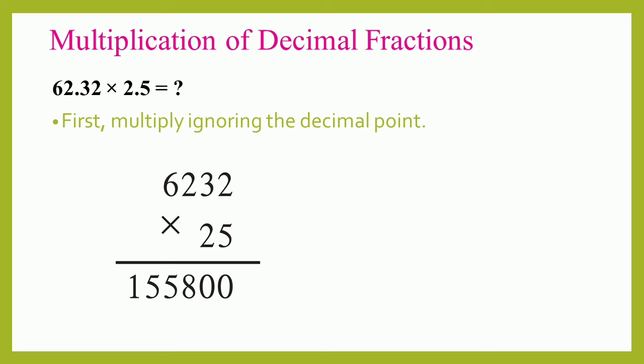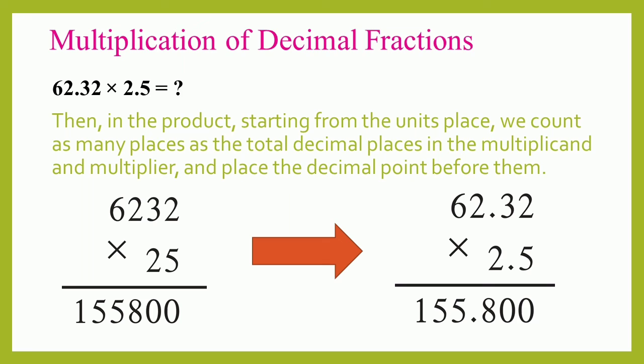25 times 2 is 50, so we place 0 and carry 5. 25 times 3 is 75, plus 5 is equal to 80. So we place 0 and carry 8. Then again we multiply 25 times 2 is 50, plus 8 is 58. So the carry will be 5. Now 25 times 6 is 150, plus 5 is 155. So the multiplication is 155,800.